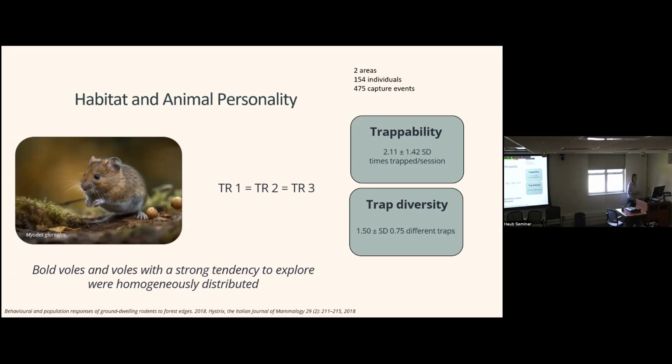And so bold voles, or voles that have a stronger tendency to explore, were homogeneously distributed. That means that there was no pressure of selection for specific personality traits, because probably they were not of advantage for these individuals. And when I talk about advantages, I'm talking about fitness. If a trait is selected, it is because the fitness of those individuals is improved, and so I would expect higher survival and higher reproductive success. I tested those 2 components, and they also did not differ between the 3 transects. So in this case, my hypothesis was not confirmed.